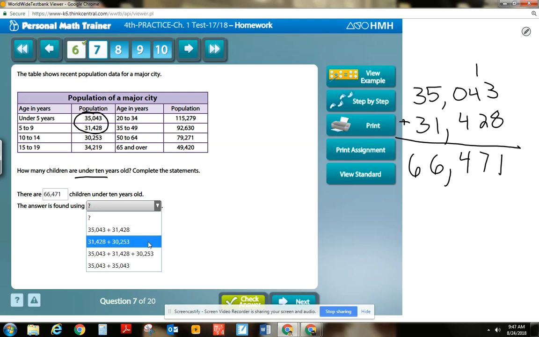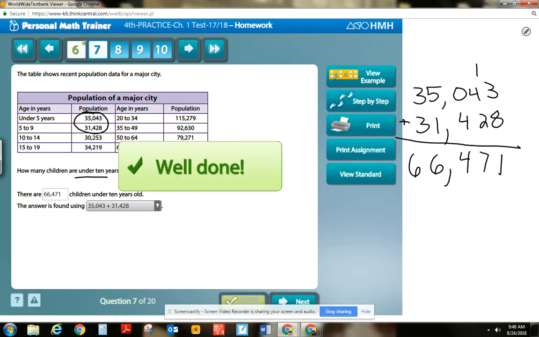Ooh, this is always tricky. See how they try to goof you up with the numbers here? Make sure that you're really paying attention to what you did. You notice here, this is 3 numbers. It was these 3, but it says under 10. So I did 35,043 and 31,428. So that was kind of tricky, man. Don't get goofed up. Make sure you're looking at it closely. Hey, we got it right.